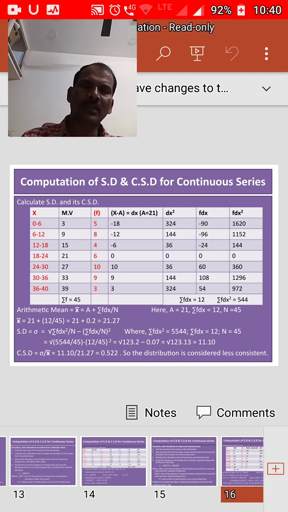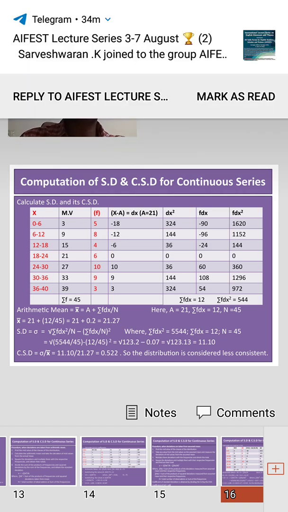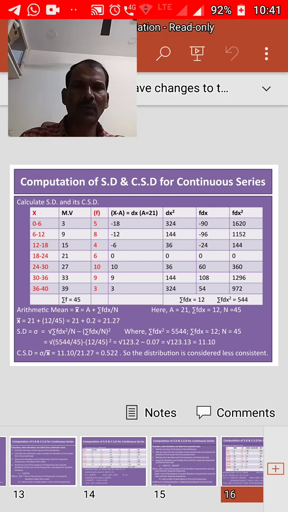If you square these values, that means dx square, you will get minus 18 whole square is equal to 324, minus 12 whole square is equal to 144, minus 6 whole square is equal to 36, 0 whole square is equal to 0, 6 whole square is equal to 36, 12 whole square is equal to 144, 18 whole square is equal to 324.